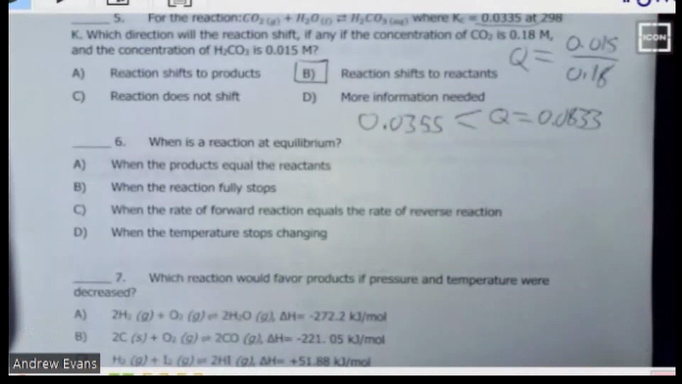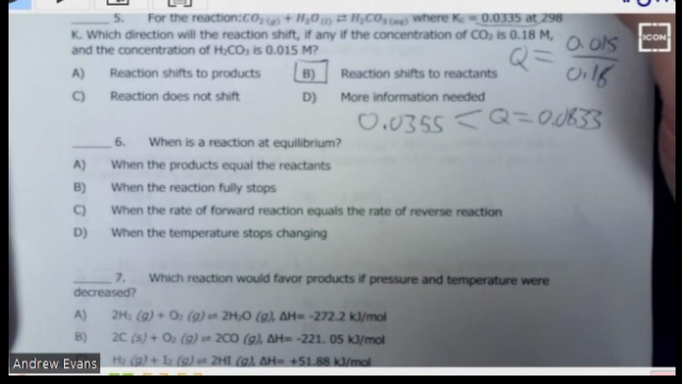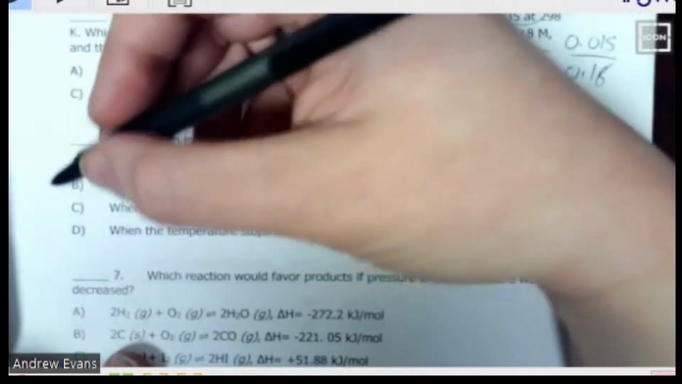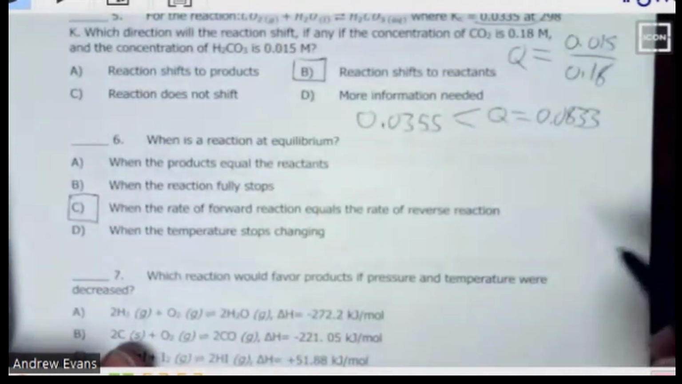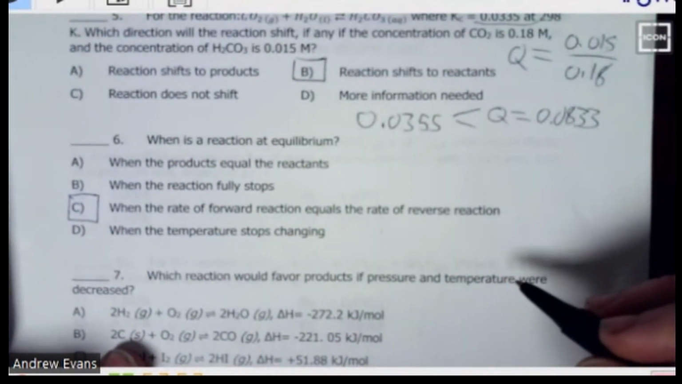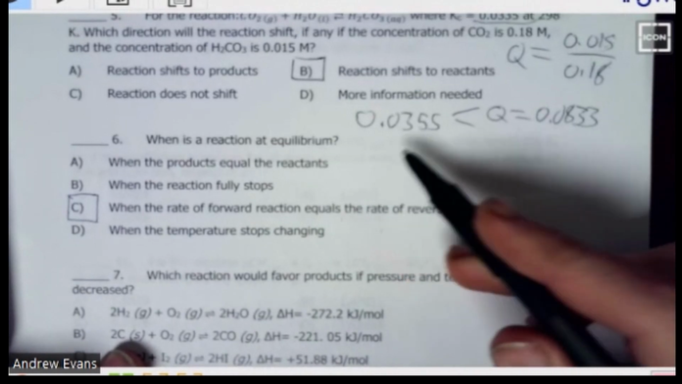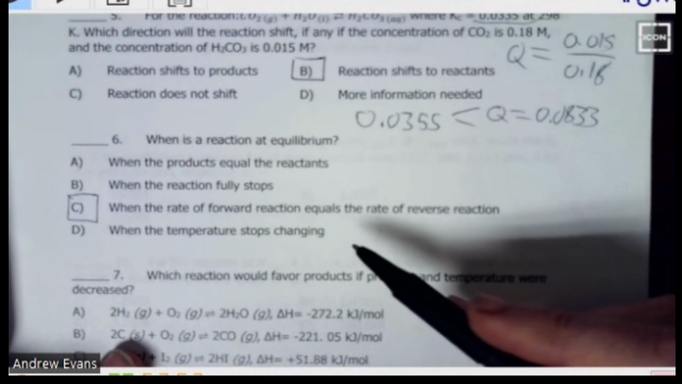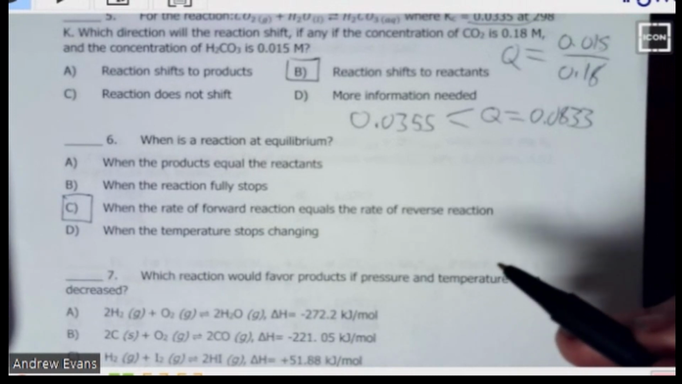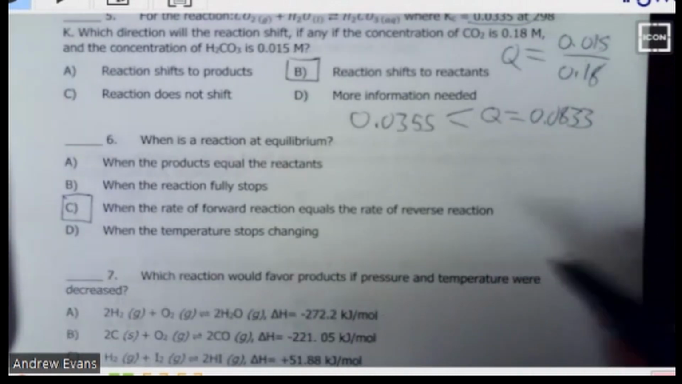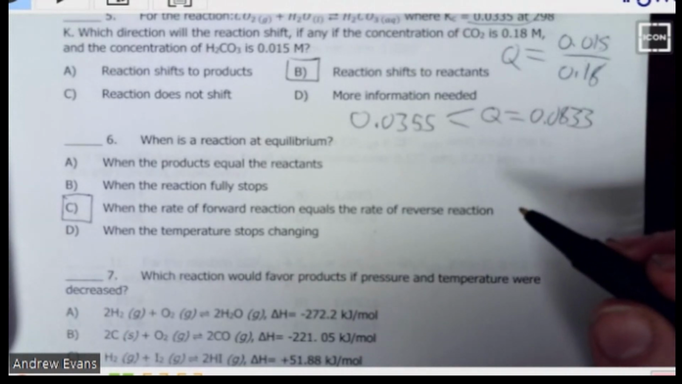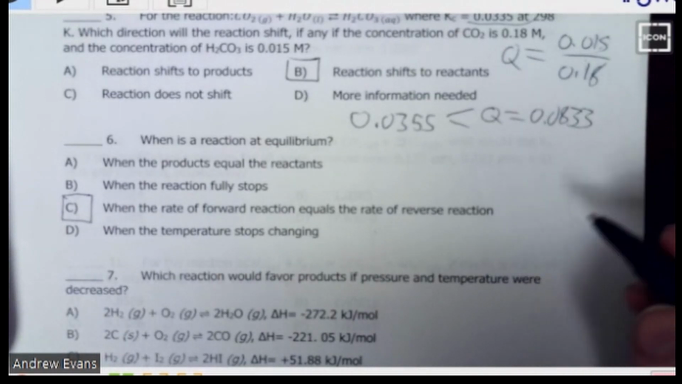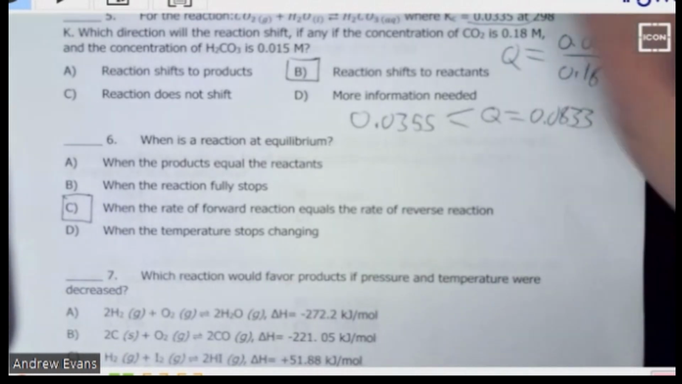What is a reaction at equilibrium? Should have been an easy one. It's specifically when the rate of forward reaction equals the rate of reverse reaction. That is how you know it's at equilibrium. It doesn't fully stop, and the products and reactants don't have to be equal. And temperature doesn't have to stop changing. And even if temperature doesn't change, that doesn't mean it's done. Now, this one was a tricky one, 7.